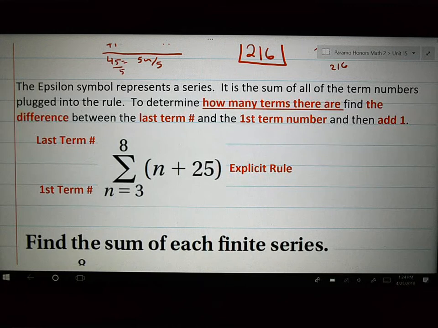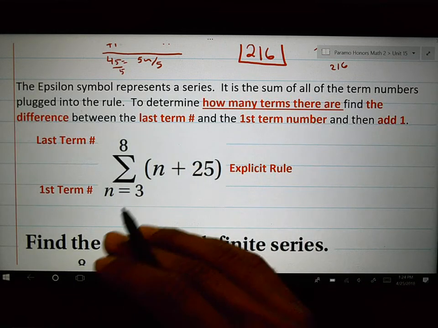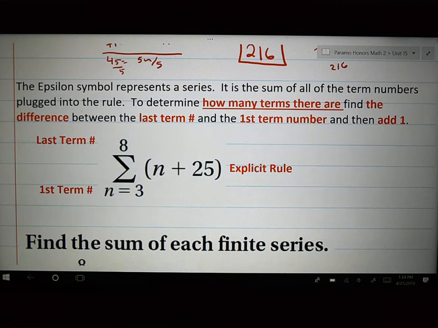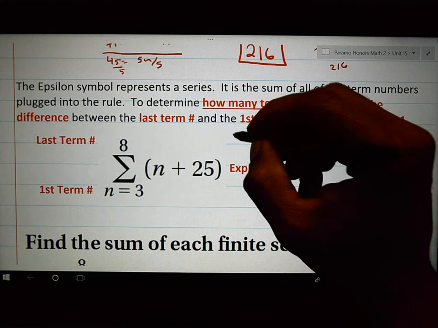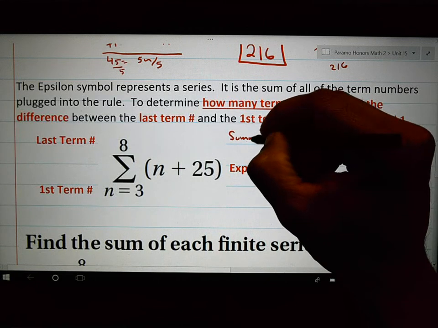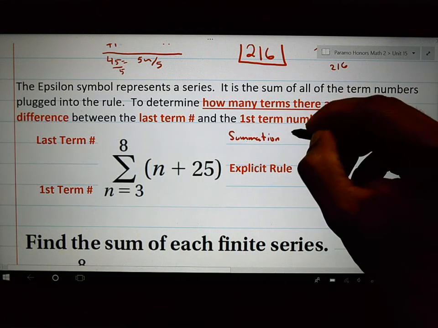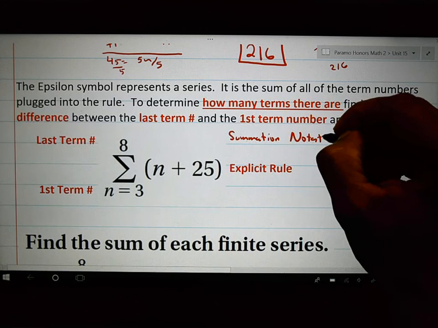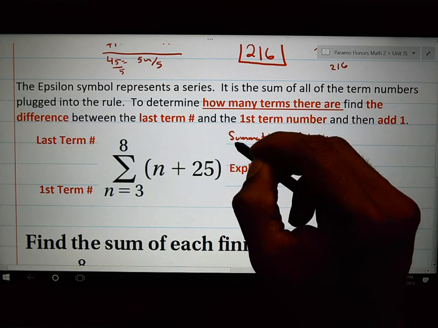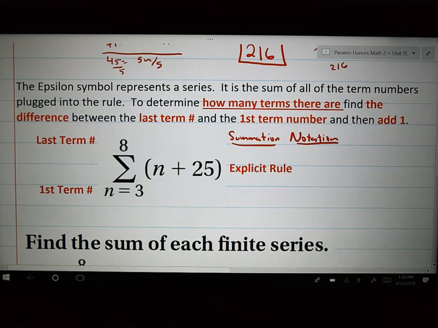Coming back to you. We're going to be dealing with this summation notation. Does that say it anywhere here? It does not. This is summation notation. It's used in this class. I'm not sure if they're going to use it in Math 3 honors, but I know they use it in AP stats and regular stats.